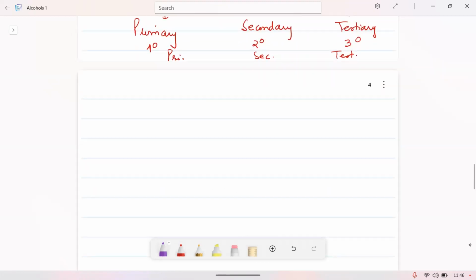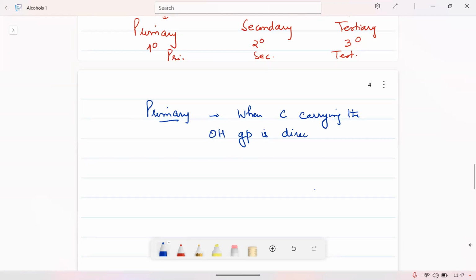When you talk about primary, primary alcohols are when the carbon carrying the OH group is directly attached to one carbon or none.